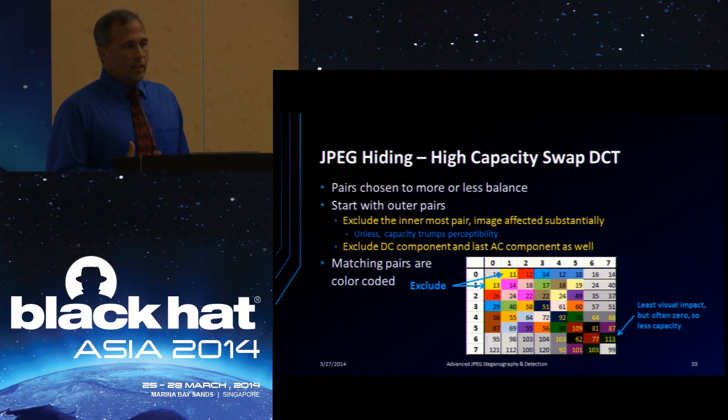So if they're equal, then it doesn't change them. Other than that, it can use them to swap. And there's a reason for that, and we'll see that when we get to the detection part.